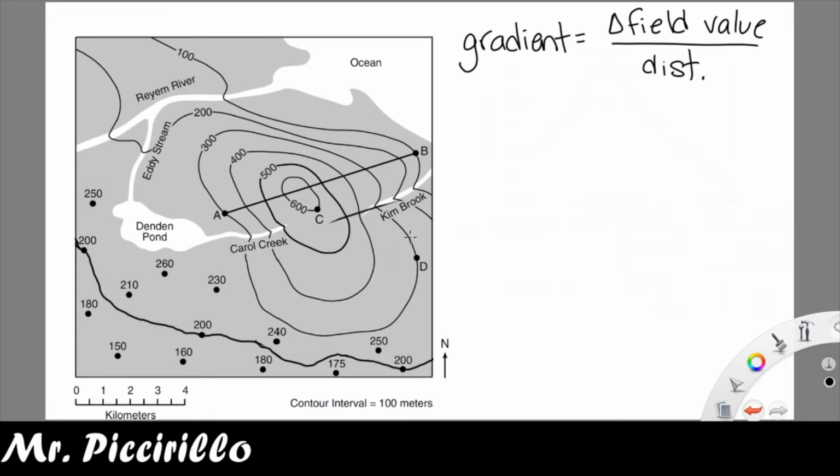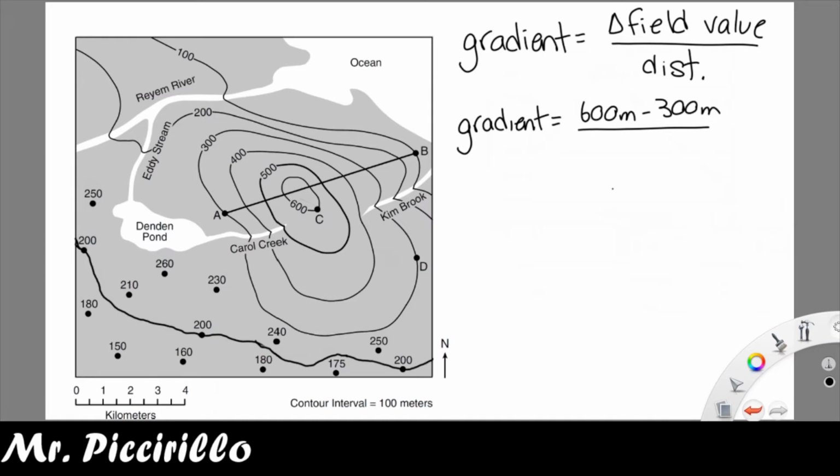Change in field value is whatever we are representing in this map. And so this map is representing elevation, and we measure elevation in this map in meters. And so our point C is 600 meters, and our point D, if we go all the way around, is 300 meters. So our gradient, our numerator, is going to be our 600 meters at point C minus our 300 meters at point D. So that's our first bit.